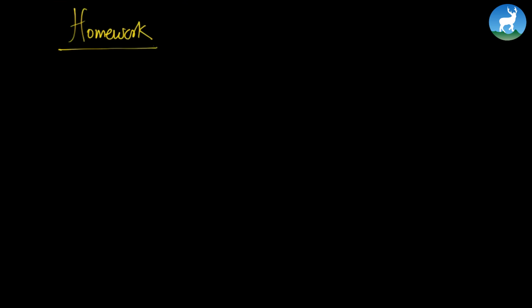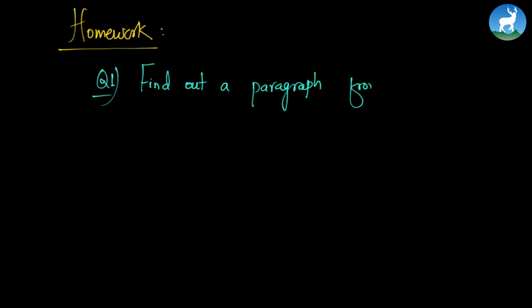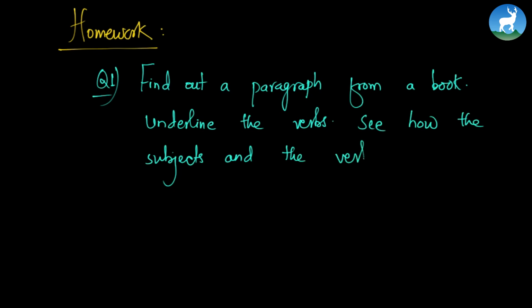I know there are so many rules, maybe 20-25 rules. I'm not going to teach all of them here because it is not possible. Maybe I would do in another section of this video, but for now I'm going to give you some homework as usual, and your homework is find out a paragraph from any kind of book. Find out a paragraph from a book, underline the verbs, see how the subjects and the verbs agree. So this is your homework.